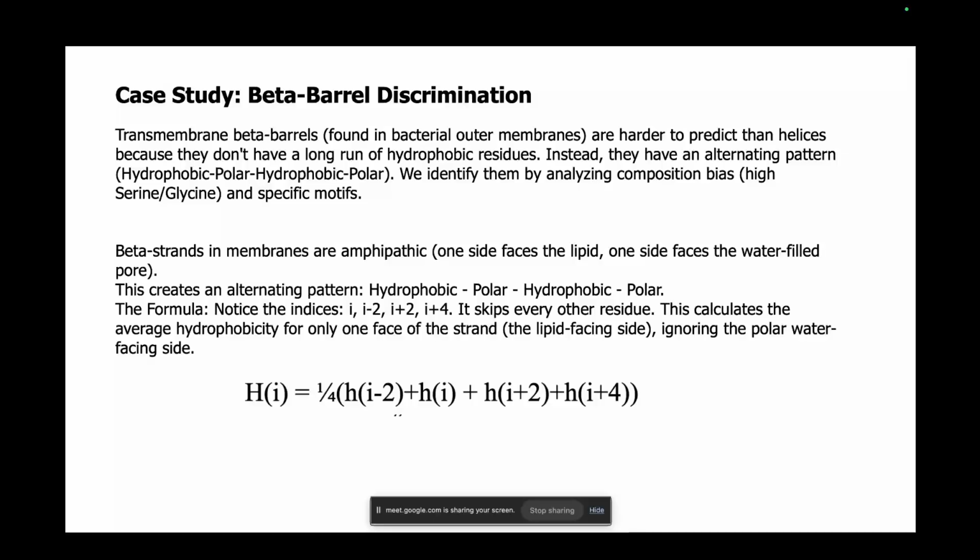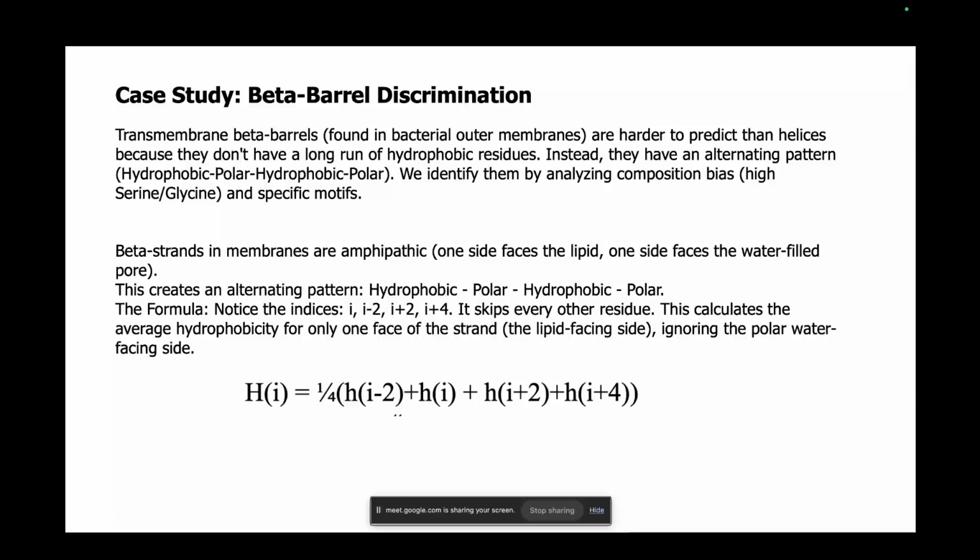Now, when you calculate the hydrophobicity, you calculate while skipping one residue, right? So when you do that, you do it like this: i minus 2, i plus 2, i plus 4, i plus 6, i plus 8, and so on and so forth. It is skipping every other residue because alternately there are hydrophilic residues present, and there is no point in calculating those things. Right? So this calculates the average hydrophobicity for one face of the strand, because the other face, which is composed of hydrophilic residues, is facing the water pore.